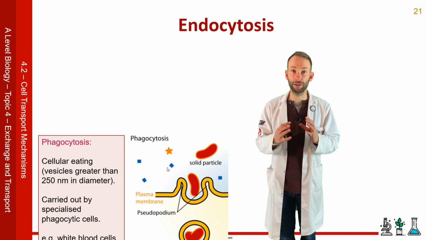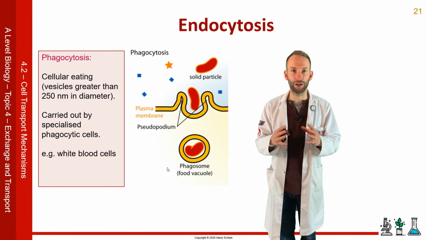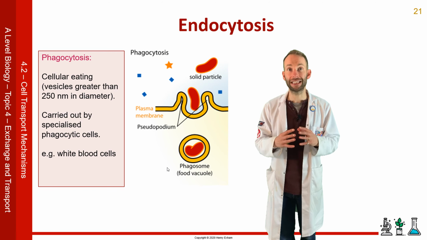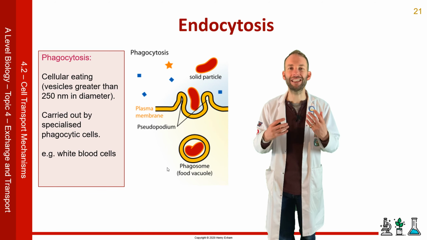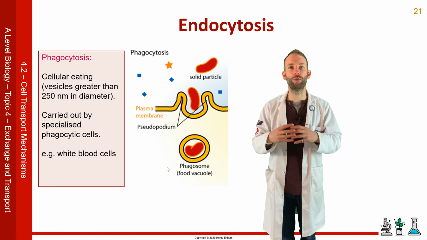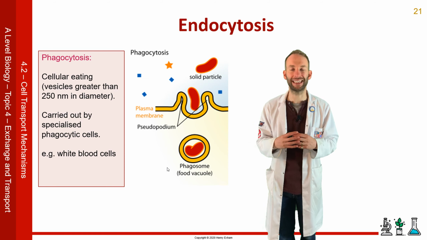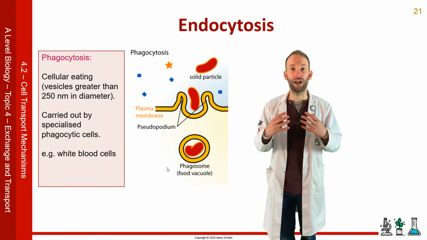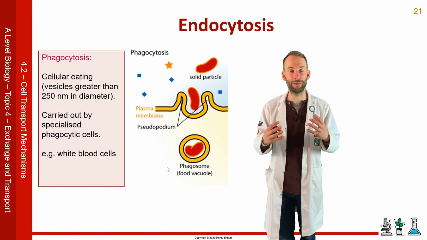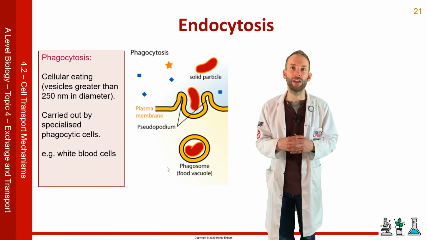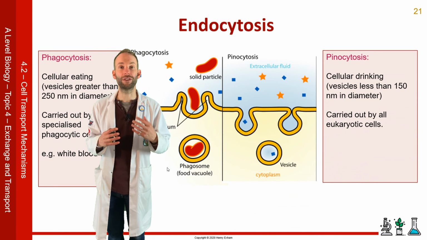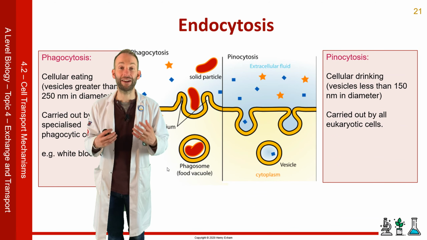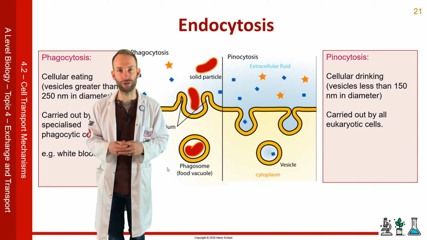Now, endocytosis can be split up into two further processes. Phagocytosis is when you're taking in large whole molecules, even a whole organism. It's basically what we call cell eating, and the vesicle that's formed is large. It's 250 nanometers. An example of this is phagocytes, when white blood cells engulf bacteria, which are prokaryotes. Pinocytosis is when you form small vesicles. It's also referred to as cell drinking, and this is carried out by all eukaryotic cells.